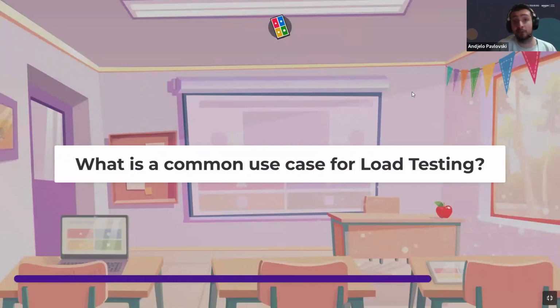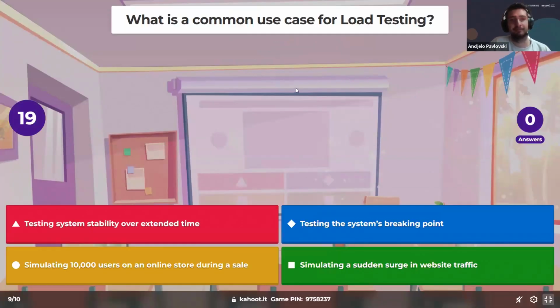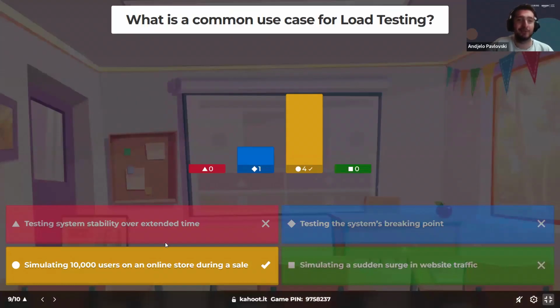What is a common use case for load testing? So what is a common use case? She mostly went with simulating 10,000 users. That is correct. It's a large load of users on a page given a period of time, which is correct. And then testing the system's breaking point is related mostly to stress testing. So we want to see where it breaks. It is stress testing. That's how we differentiate both of them. Let's finish the last question.